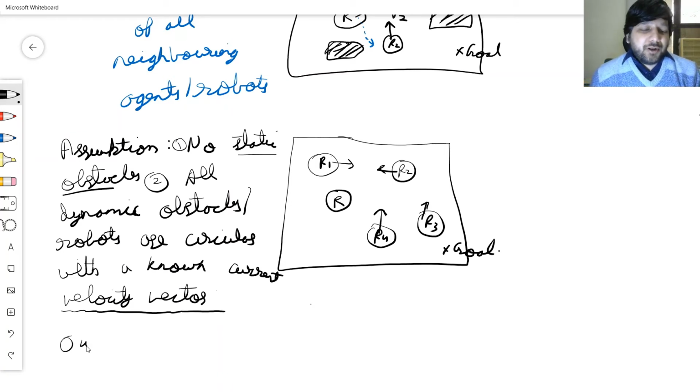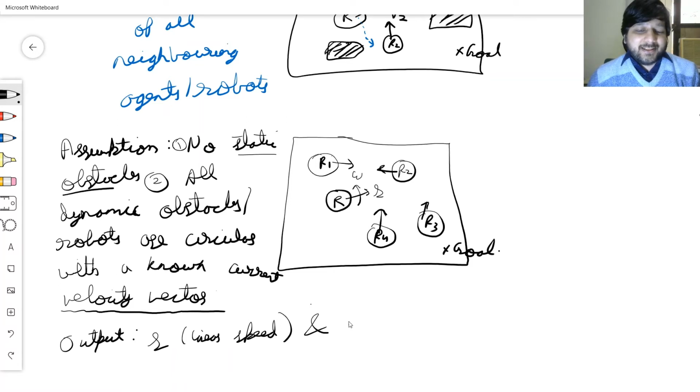My output is still reactive in nature. That means my output will be limited to linear speed. So there's been an overuse of v, so let me call it s. The linear speed, it's not a velocity vector, and angular speed. So let's call it omega.